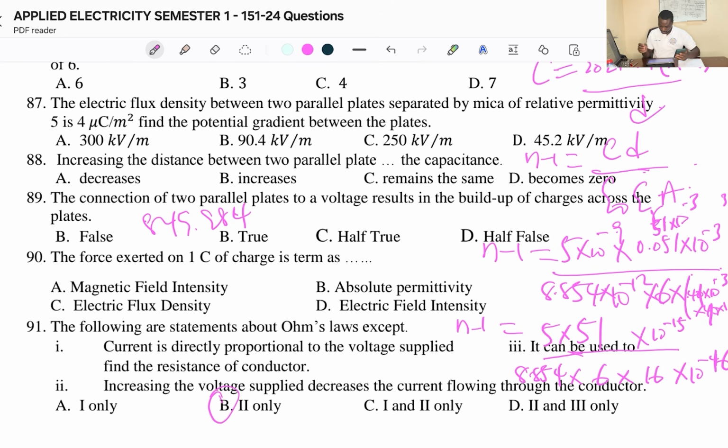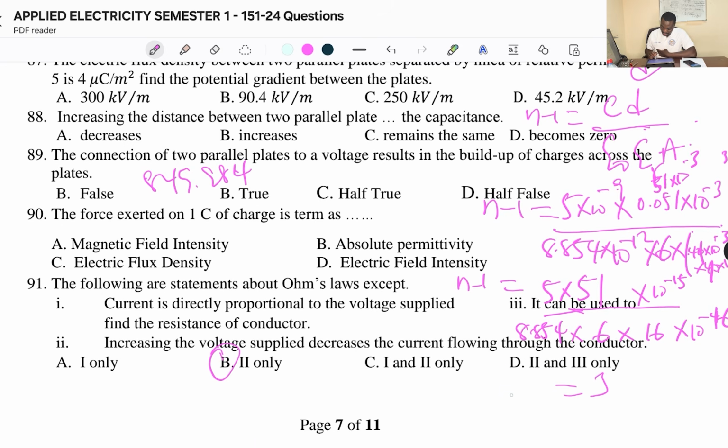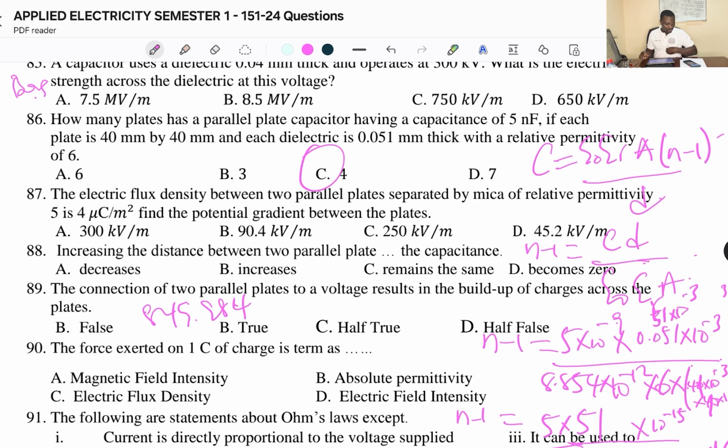So times 5 times 51. So which is 0.3, right? So we have 0.3. So somewhere we should be getting 3, right? And then if you look at then 3 plus that will be 4. So the answer here should be 4, right? So here all of this we should get 3. N minus 1, that will be N. 3 plus 1, that will be 4. So the answer here will be 4, right?